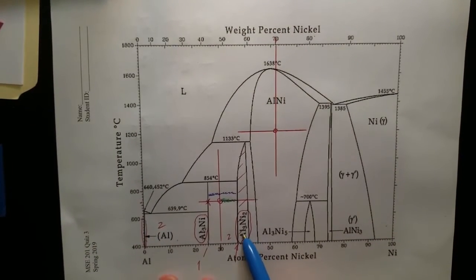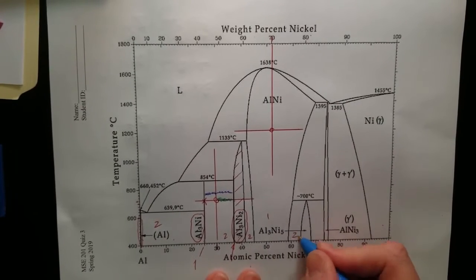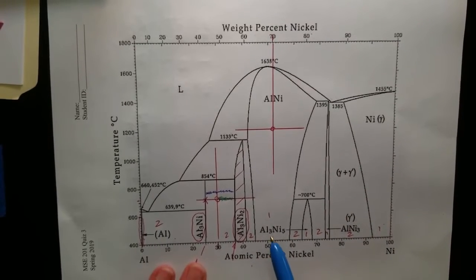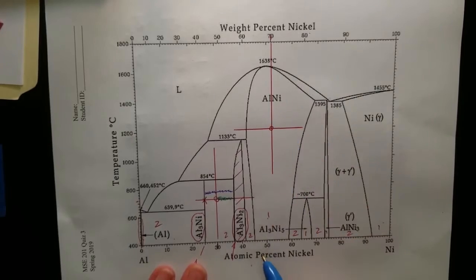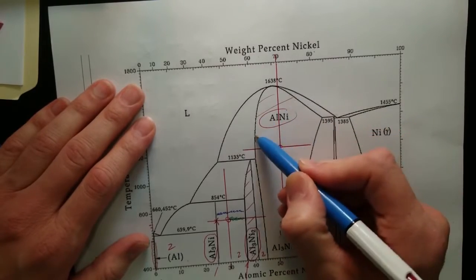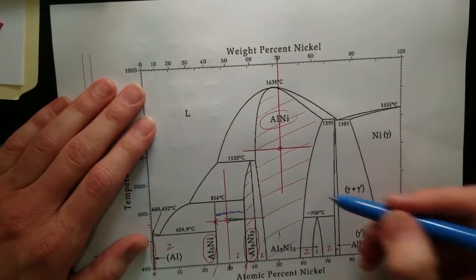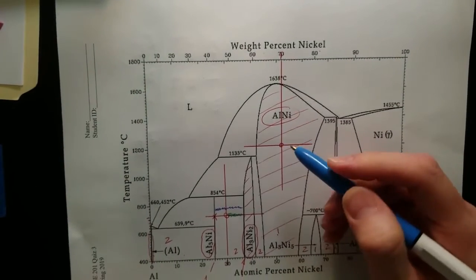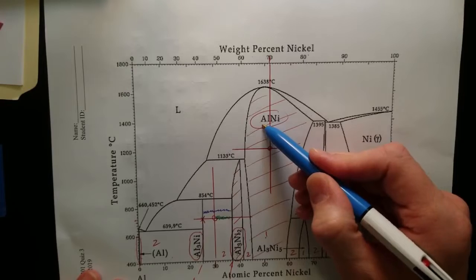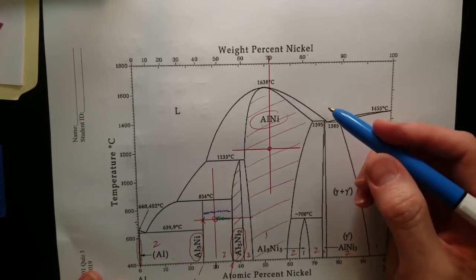Okay, so we've got a single phase region, then a two-phase region, then a single phase region, two-phase region, single, two, single, two, single. This single phase region is right at 50%. It corresponds to AlNi. We've got a fairly broad solid solution, and our system is at this point. So we ask, what fraction of our system is AlNi? And it is 100%. Great.